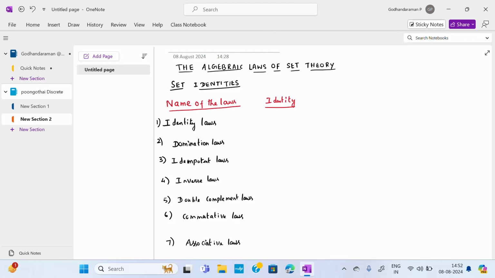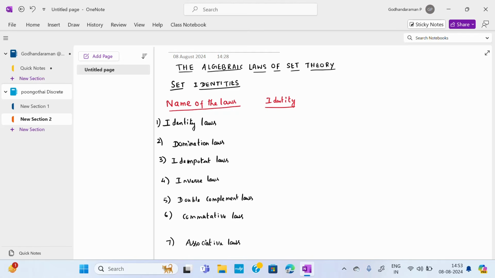We have a total of 10 laws in set identities. So what are the 10 laws? Identity law, domination law, idempotent law, inverse law, double complement law, commutative law, associative law, distributive law, absorption law, and De Morgan's law. Each has two formulas, but only the fifth, the double complement law, has only one formula. So what are those formulas?